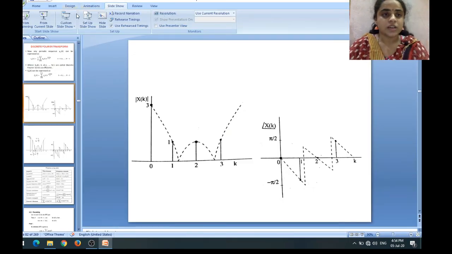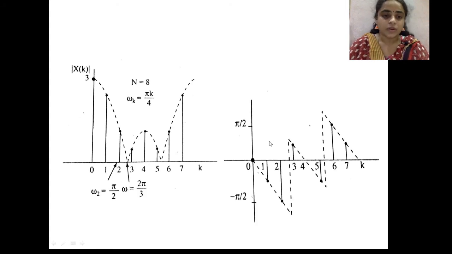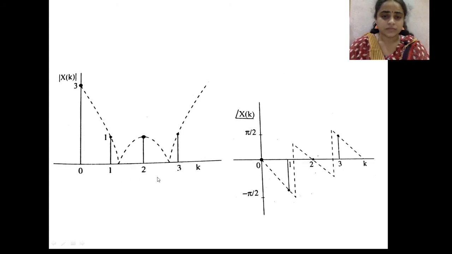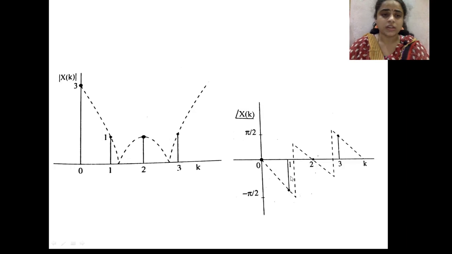So these are the graphs of our discrete Fourier transform. This is the magnitude plot of the discrete Fourier transform, and this is the angular part of the discrete Fourier transform. This is for a smaller number of samples and this is for a larger number of samples, both are the same. This is the magnitude plot of X of k and this is the angular part of X of k.